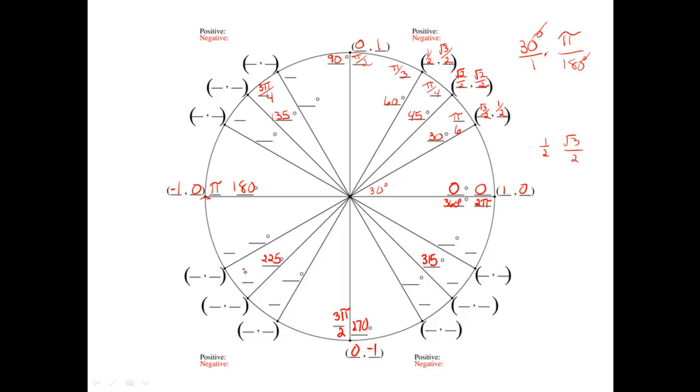Then this would be 5 pi over 4, 6 pi over 4, which is the same as 3 pi over 2 if we reduce the fraction. So then this one must be 7 pi over 4. And if I go one more, I'm at 8 pi over 4 or 2 pi. So those are all my 45-degree angles.